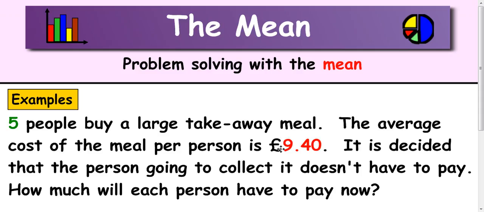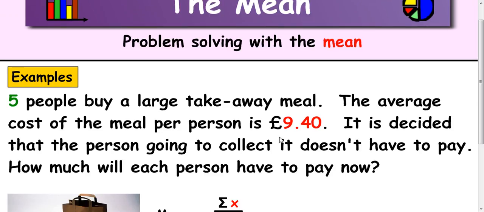Okay, again in this lesson we're going to do more problem solving with the mean. So let's look at the example. 5 people buy a large takeaway meal. The average cost of the meal per person is £9.40. It's decided that the person going to collect it doesn't have to pay. How much will each person have to pay now?